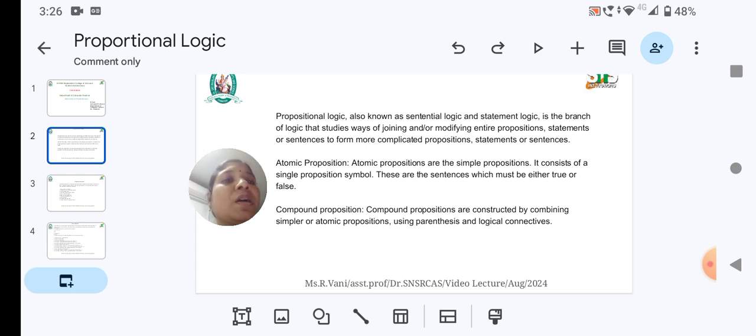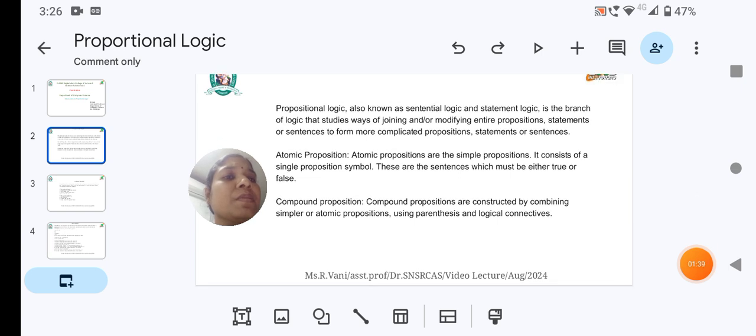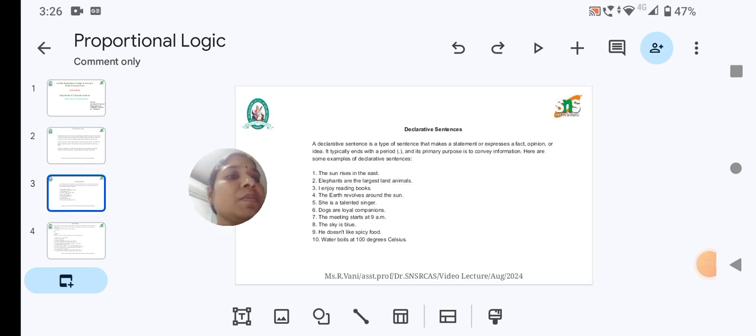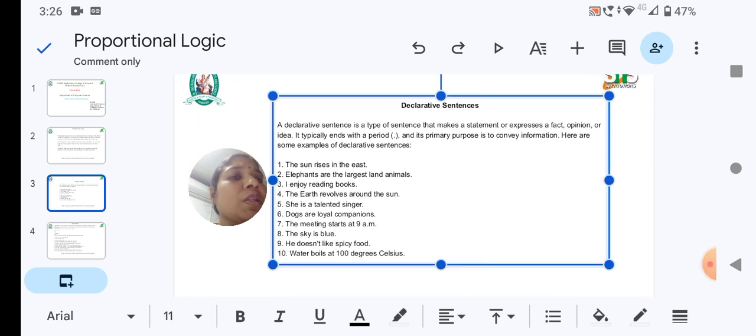Here, the example of propositional logic is nothing but a simple sentence which gives meaningful information. For example, a simple declarative sentence is also known as propositional logic. Let's see what sentences are used for propositional logic. It makes a sentence or expresses a fact, opinion or an idea.